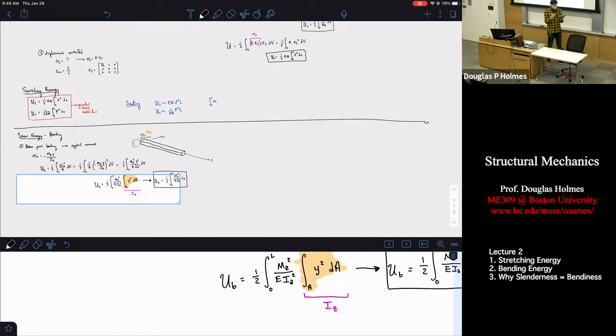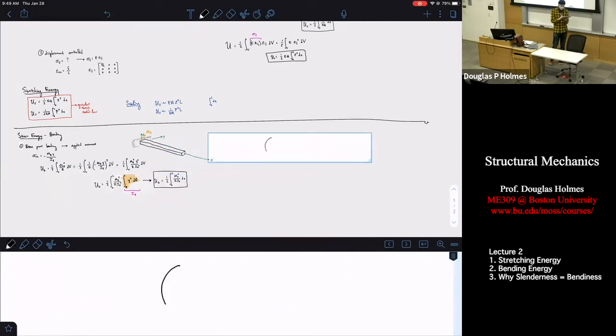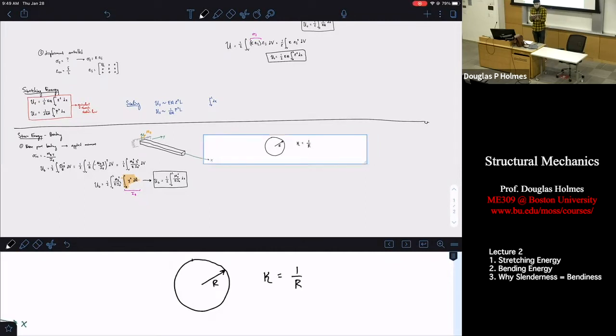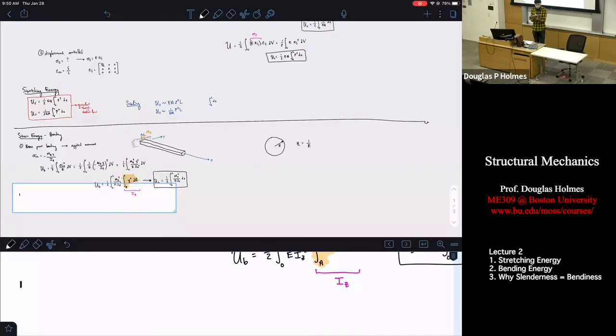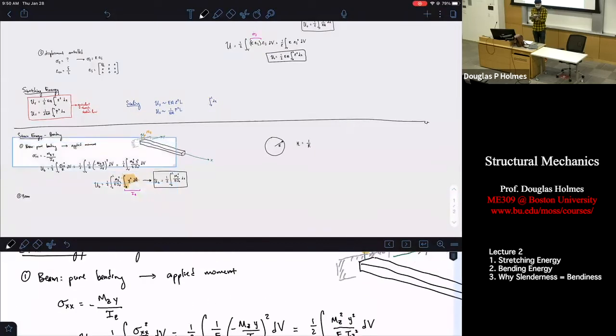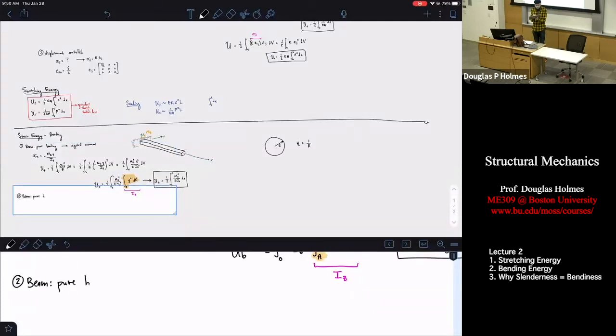So I'll write that down really quickly, just as a reminder. If the radius of that circle is r, your curvature is denoted by the Greek symbol kappa, and it is equal to 1 over r. It helps get rid of these infinities. Okay. Let's go back to beam bending. Again, we're doing a beam, it's in pure bending, and we're going to apply an amount of curvature.